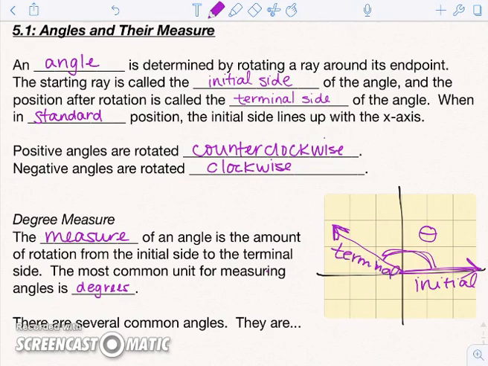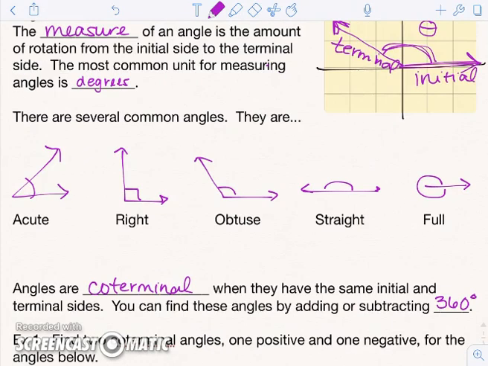If you need to add that to your notes, this, a 0 with a bar through the middle, is called theta. It's a Greek letter and it represents an angle. That's all. Just like we use x or y, we're just going to use theta. So the measure of an angle is the amount of rotation from the initial side to the terminal side. The most common unit you've probably heard already is degrees. We're going to talk about different ways to measure angles, different units, and how to convert between them all.